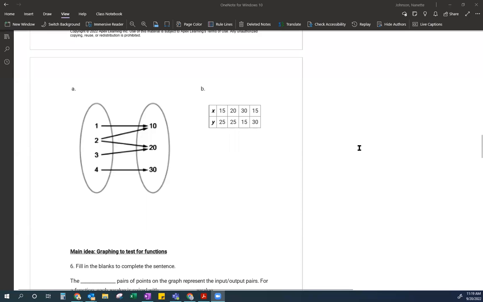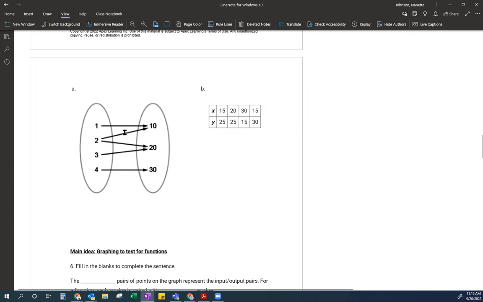Okay, now that you tried to see if these are functions, let's see how you did. So the first one, I'm looking at just the inputs. Notice I don't care about the outputs. I'm just caring about the inputs, right? So the input says that one's birthday is on the 10th.